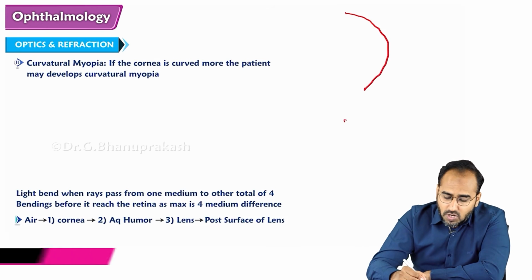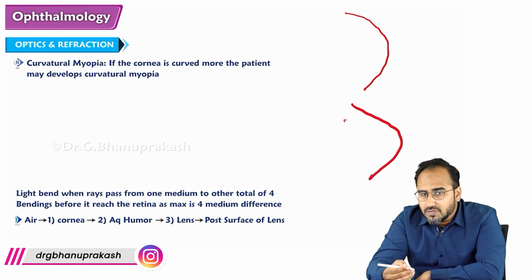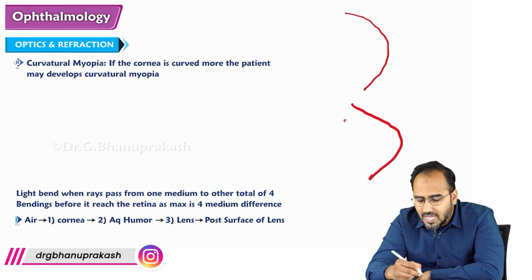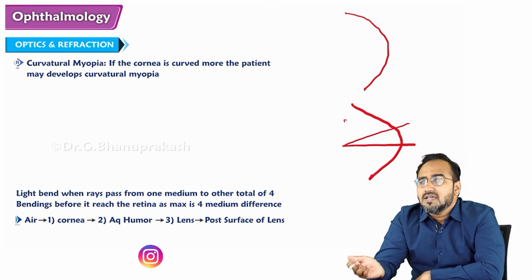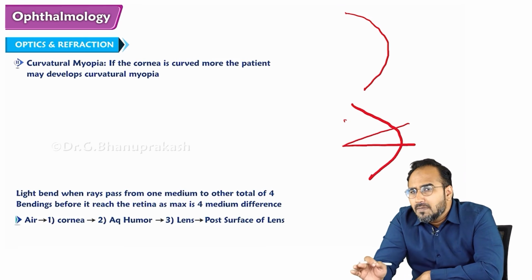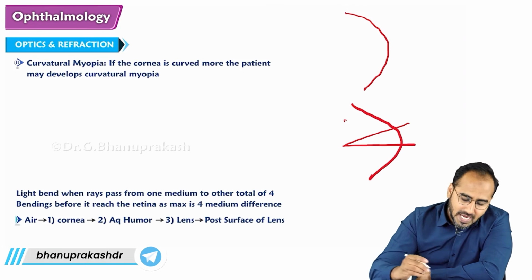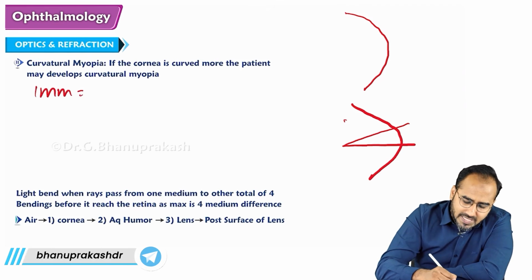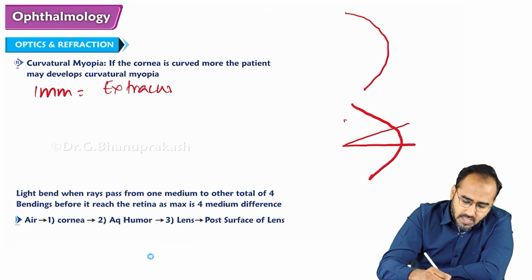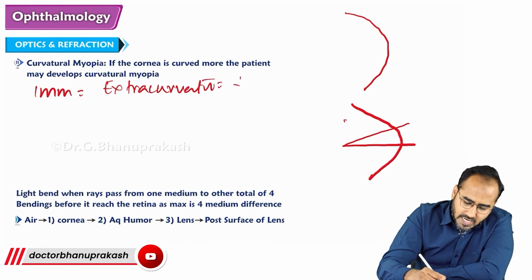But if our cornea becomes very much curved, if the curvature of the cornea increases, the patient will have light rays focusing much before the retina. That myopia developing due to the problem in the corneal curvature is called curvatural myopia. Every 1 mm of extra curvature, you have to give 6 diopters.